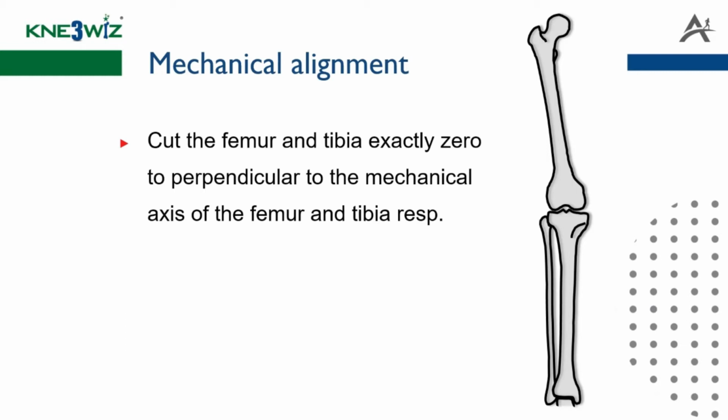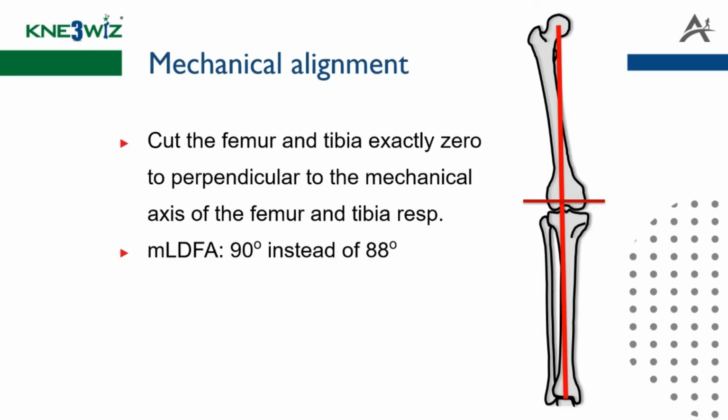The bone resections are performed for femur and tibia perpendicular to the mechanical axis. Hence, the mechanical lateral distal femoral angle is 90 degrees instead of the anatomic 87 or 88. Similarly, the medial proximal tibial angle is 90 degrees instead of the anatomic 87.